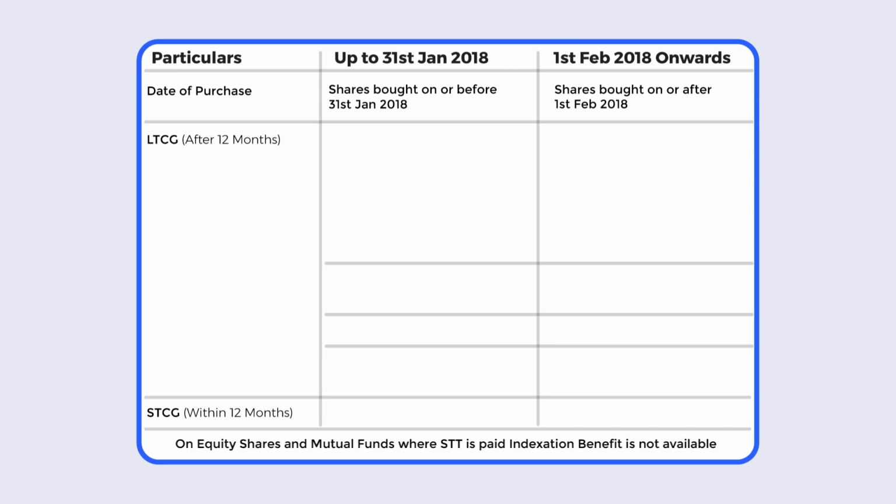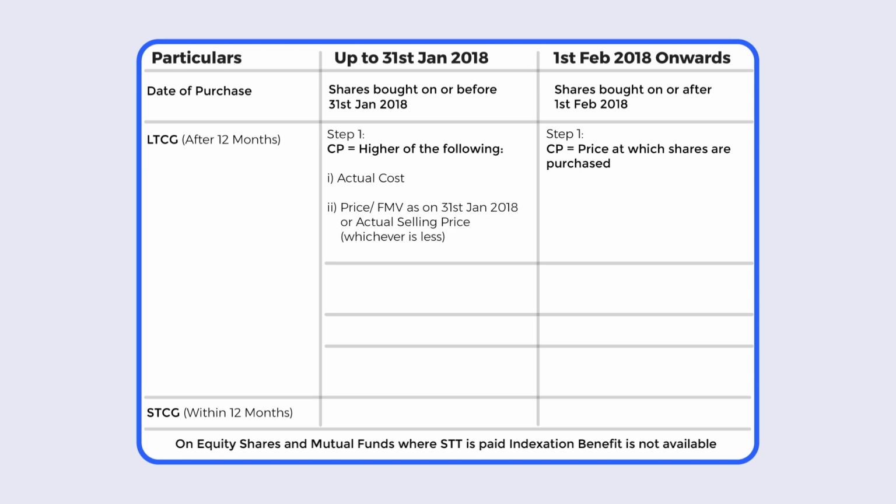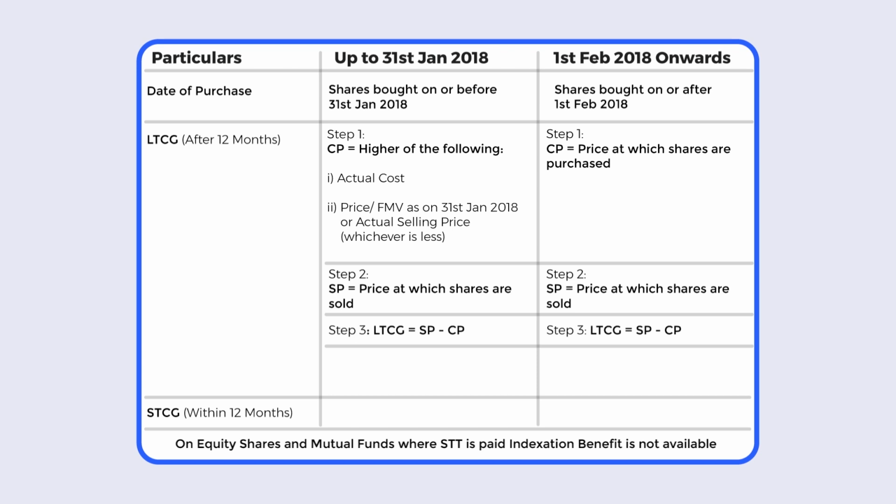To calculate LTCG on shares purchased before 31st Jan 2018, buy value would be higher of the following: the actual cost, which is the purchase price, or the lower of the price as on 31st January 2018, which is the FMV, or actual selling price. The long-term capital gain is equal to sale value minus buy value minus transfer expenses. Any LTCG above 1 lakh will be taxed at 10% and STCG will be taxed at 15%.